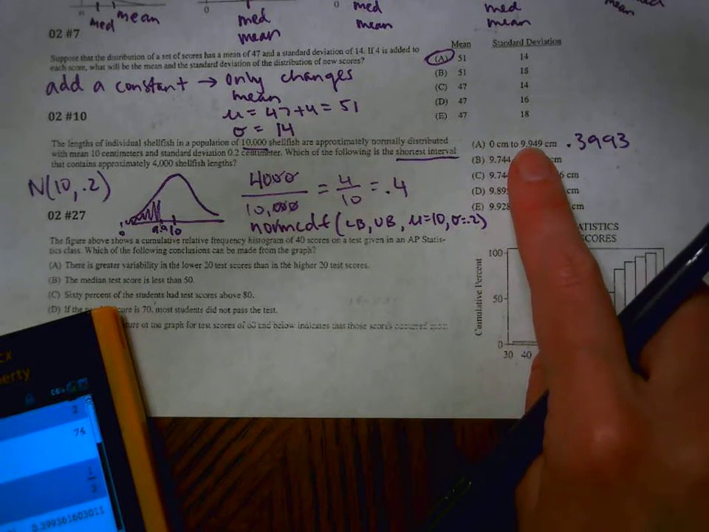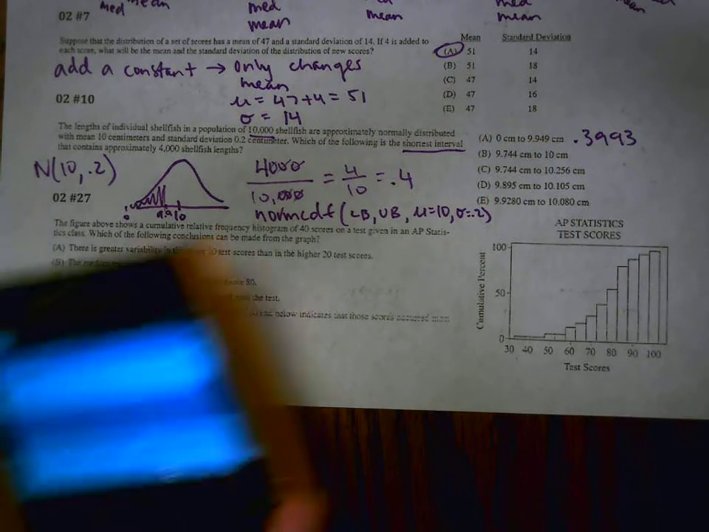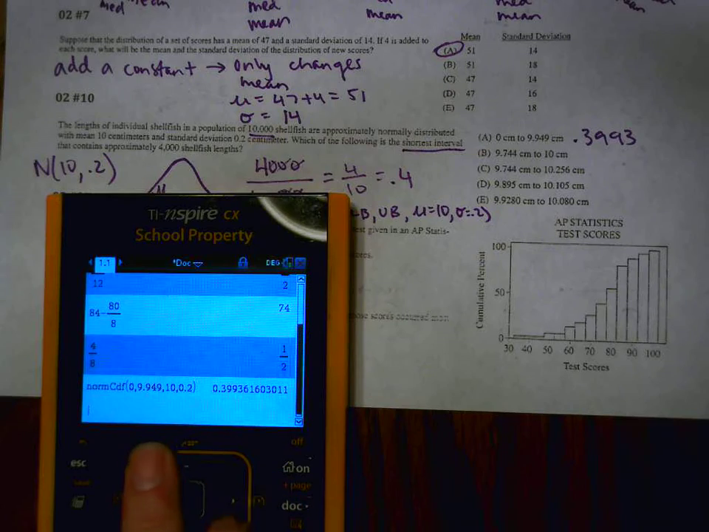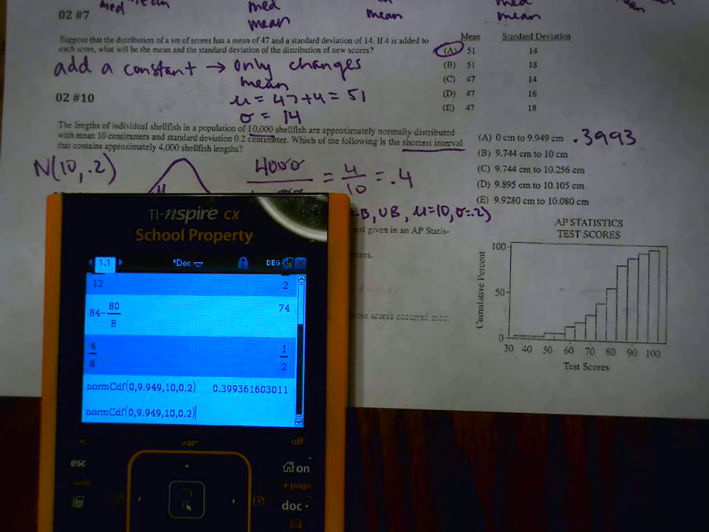That's why this one's tricky, because if you're on your test and you got that and you just circled that, you would get it wrong. So we have to test all of them. The fastest way is you just don't redo it. Just scroll up, push up until you highlight normal CDF, push enter, and then just change your boundaries. So now we want a lower bound of 9.744 and an upper bound of 10.